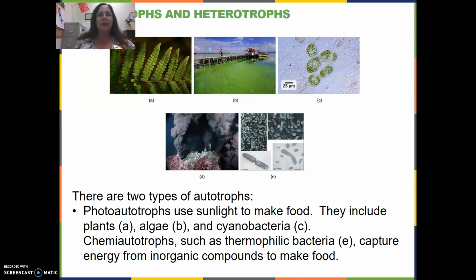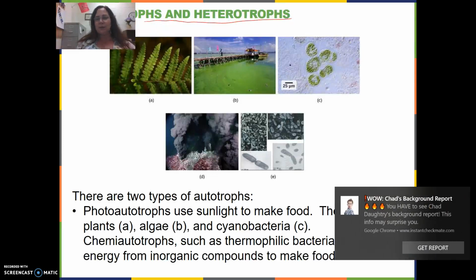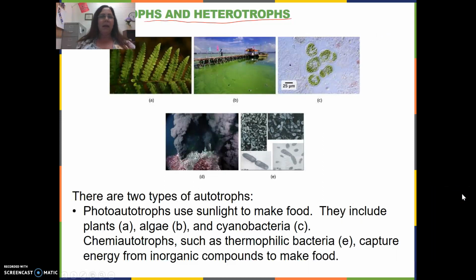So let's talk about organisms that carry out photosynthesis first, and we'll start by discussing the difference between autotrophs and heterotrophs. Autotrophs make their own food. Heterotrophs consume food. There are two types of autotrophs. Some use sunlight to make their food, and they are called photoautotrophs. Photo is the sunlight part.